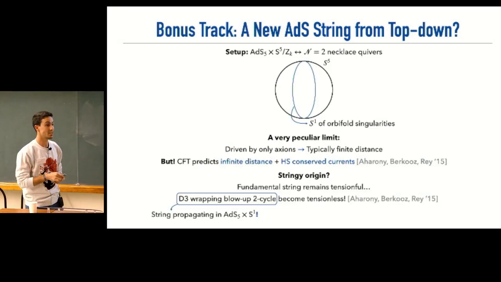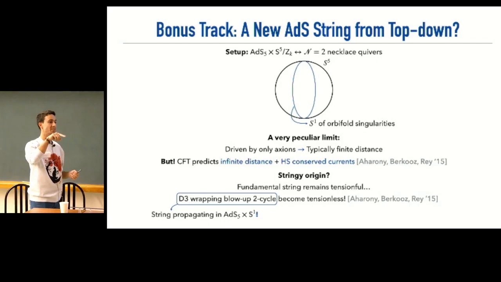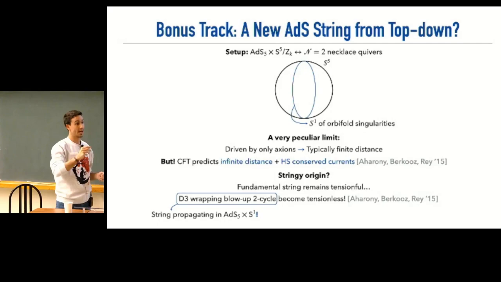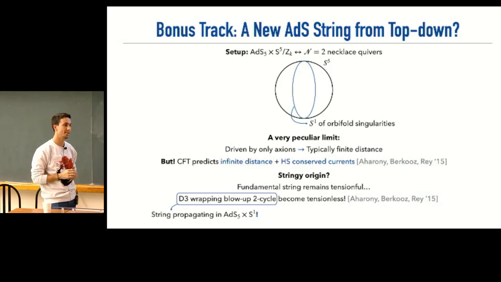Okay. But then I have the contribution from the B field and the C field. Actually, I have the B field and the C field integrated on the two-cycle. They give me the axion, and only when I take them to zero do these D3 branes become tensionless. Ah, okay. Are these related to little string theories?